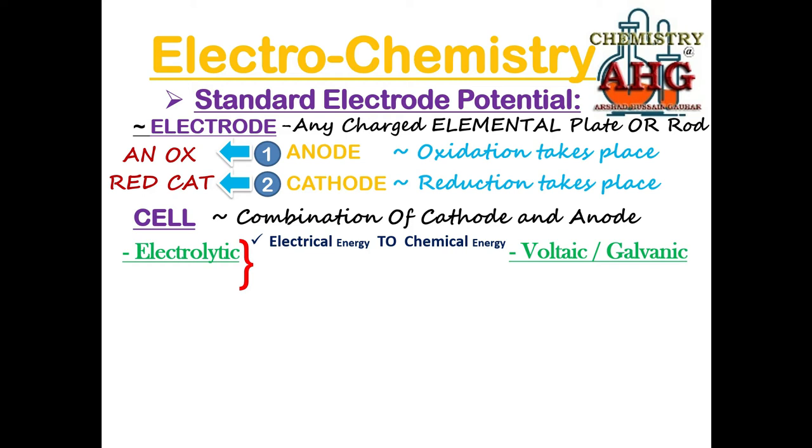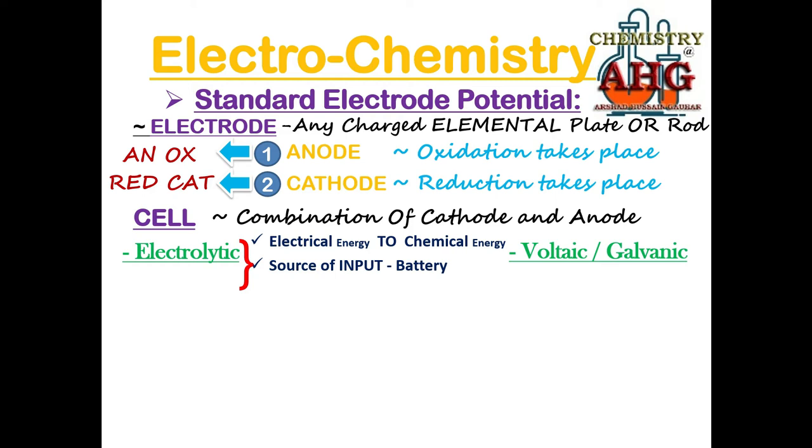Okay, the second feature that you must remember: when electrical energy is required in an electrolytic cell, we always use a source of input, a source from where electrical energy can be provided. You can remember the source of input as a battery. Battery is the source of input.